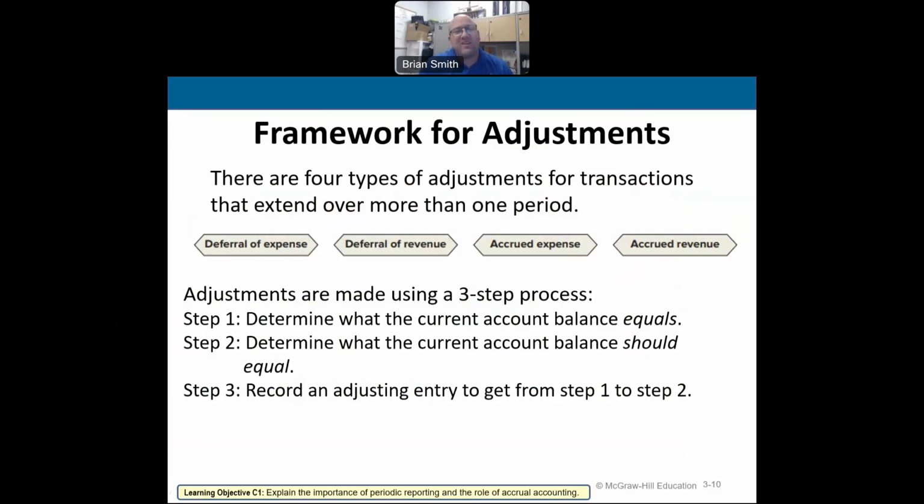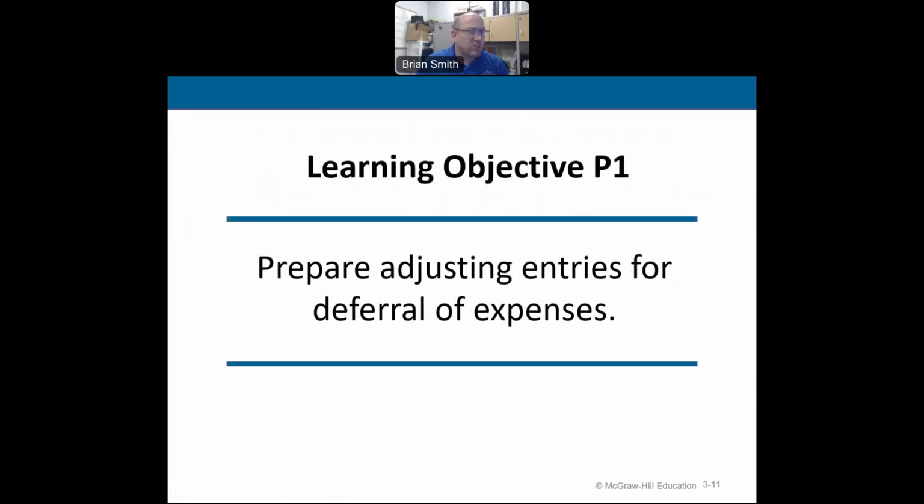This works for some, it doesn't work for all of them. This is kind of an area the book's a little wonky on, but it says you should determine for step 1 what the current account balance equals. And then you look at it and see what it should equal, and then you just make the adjustment. That works for supplies. It doesn't exactly work for depreciation or some of these other ones. And I'm going to go through that and show you here. So let's talk about the deferral of expenses.